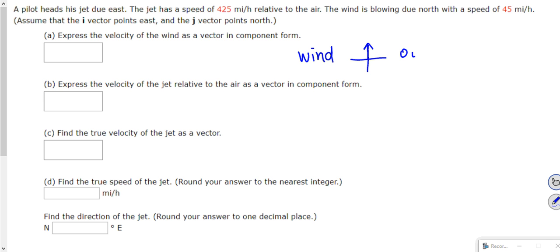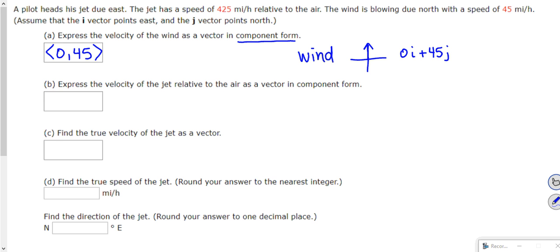So that is like 0i plus 45j, right? Due north. So in component form, don't forget the word component, in component form, that is 0, 45. And again, you're going to have to use those little brackets in the vector menu on the right side.